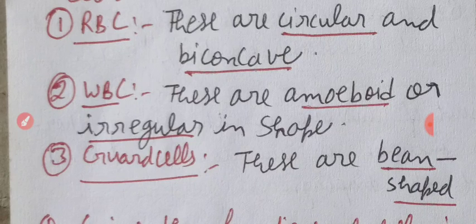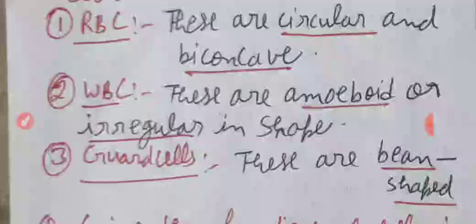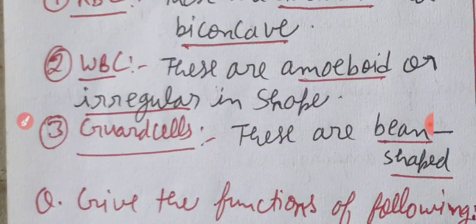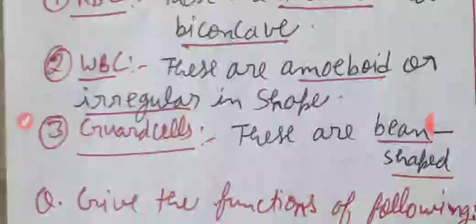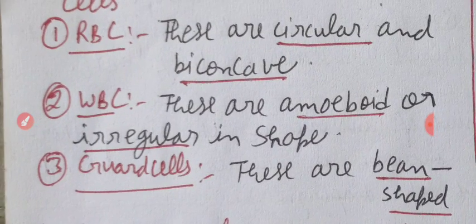Next, WBC, these are amoeboid or irregular in shape. Clear? Next, we have guard cells. These are bean shaped. Clear?